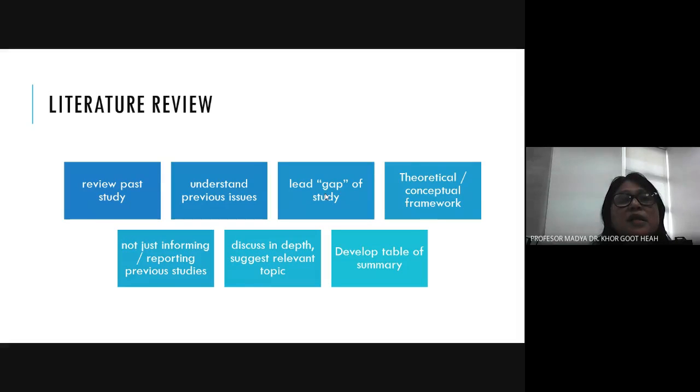Okay, by doing this, the study conducted by the student won't repeat other people's study. This is what the evaluator tries to find out, whether the student is repeating other people's work. So if the student can present this kind of table, it is much easier for the evaluator to find out whether the student is repeating other people's work or not.